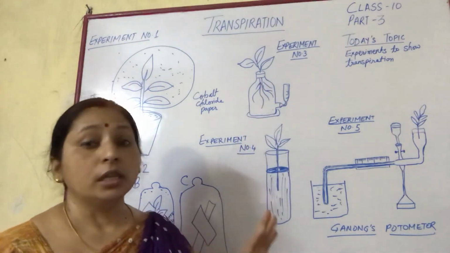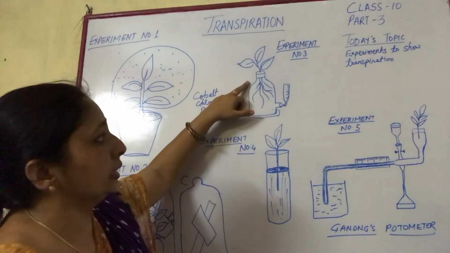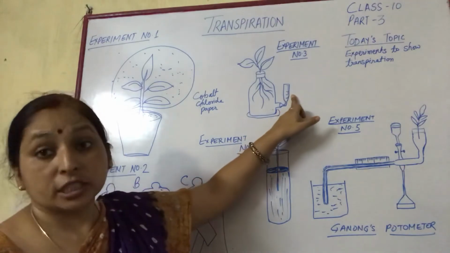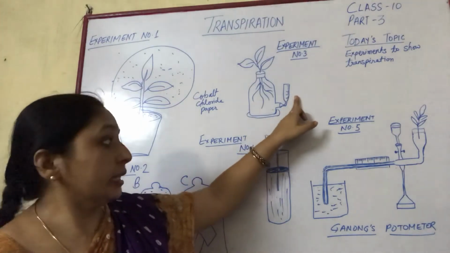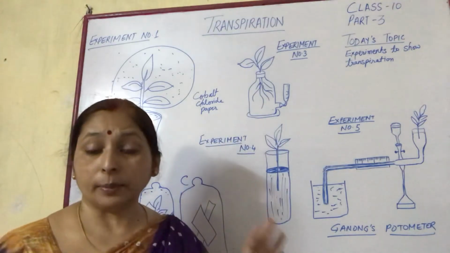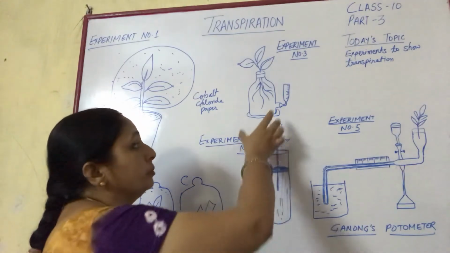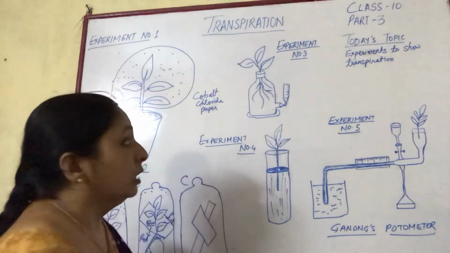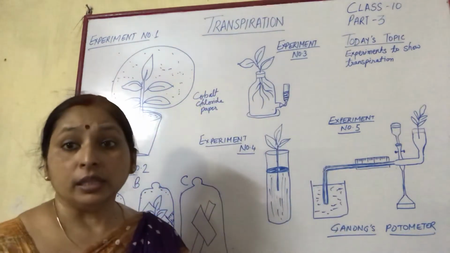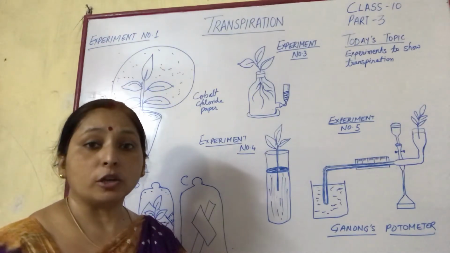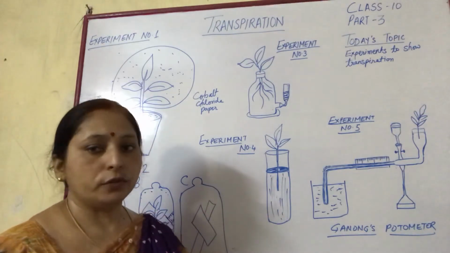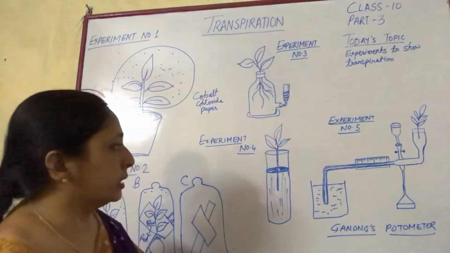We have taken a bottle fitted with a cork, and a plant is inserted here. This bottle is filled with water. There is also a graduated test tube, with a graduated scale, and the apparatus is filled with water. After some time, what we observe is a lowering in the level of the water. This lowering in the level proves that water is lost during the process of transpiration, which results in a decrease in the level of water.